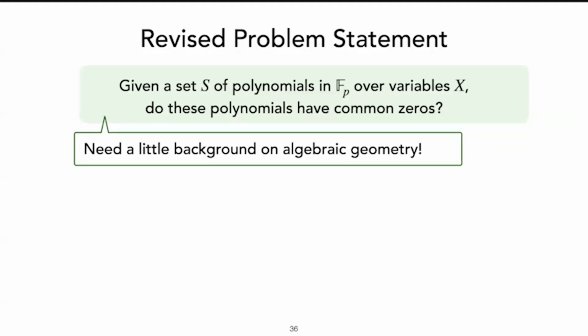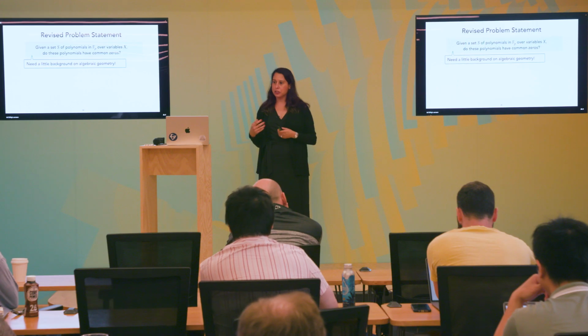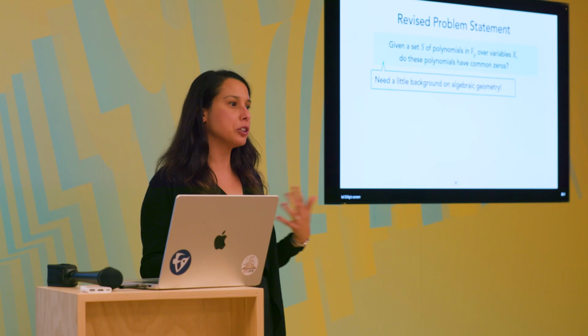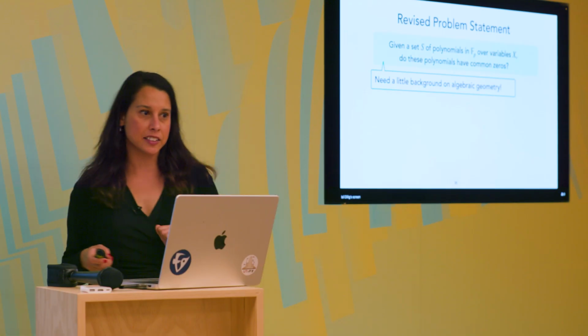So this alternative problem statement is how we're going to view things. But in order to answer this question, we're going to need a little bit of background on algebraic geometry that's going to be very useful for answering this question.